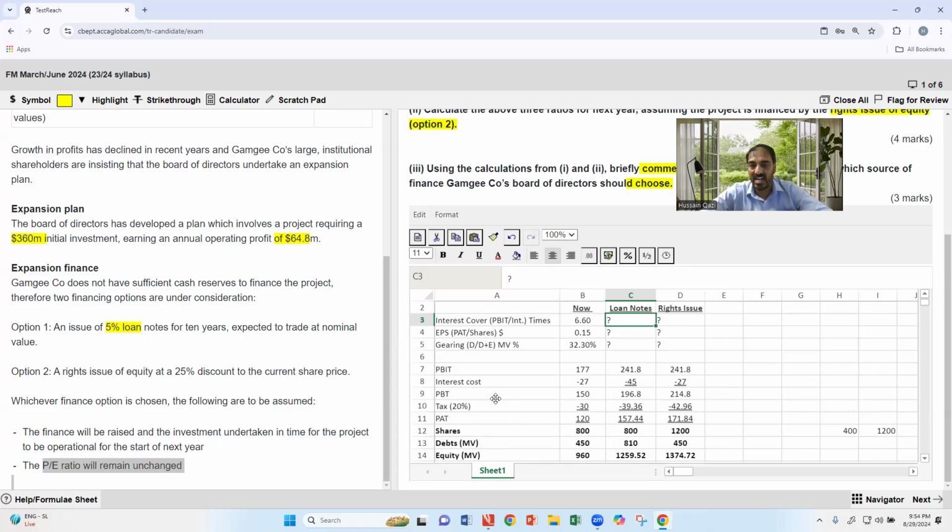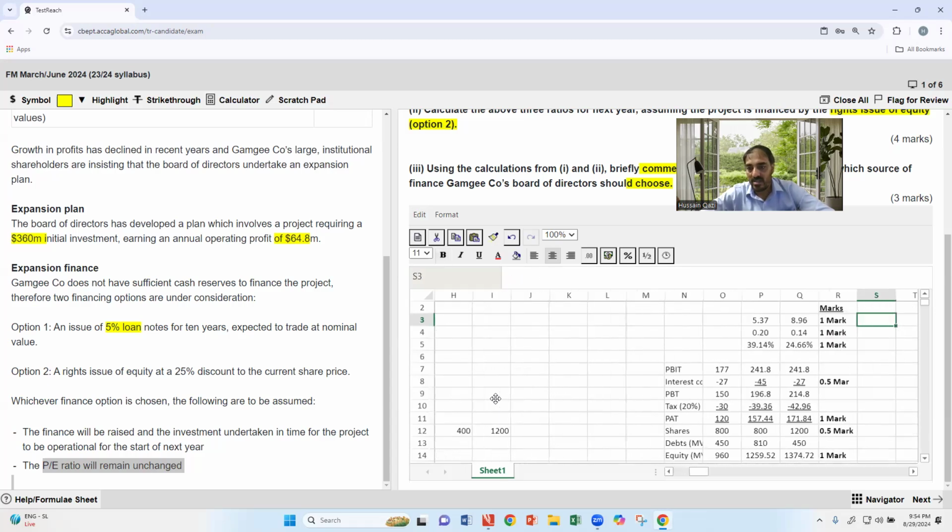Simple interest cover. How to calculate interest cover? PBIT divided by interest. Once again, is equal to PBIT divided by interest. Put the sign of minus. 5.37. And just apply Control C, Control V. Use this spreadsheet function. That's a point. And same as what I've done accordingly.